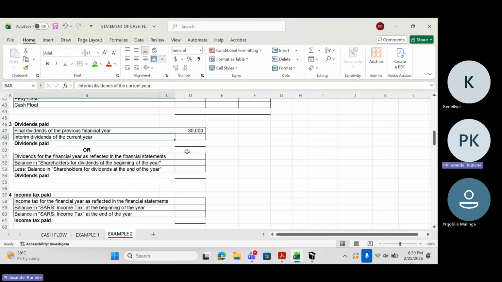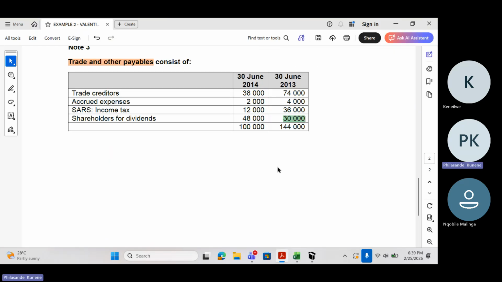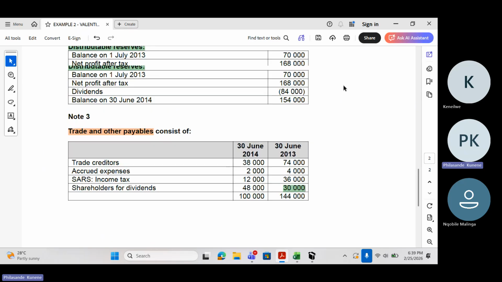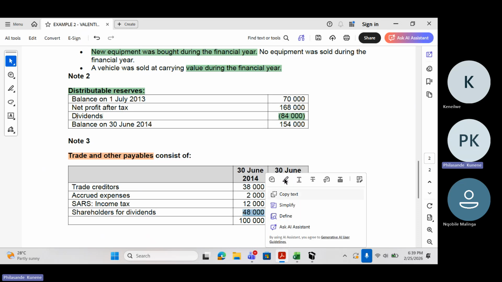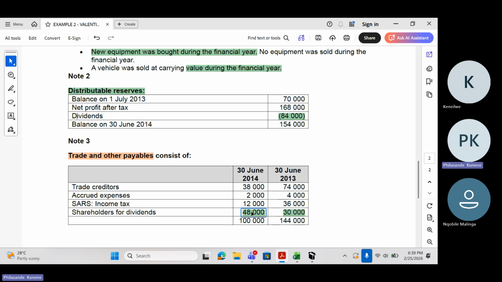Plus interim dividends of the current financial year. So how are we going to get that one? We can see here they gave us the dividends, which is the total, interim plus final. But we do have the final of 48,000. From this 84,000, we need to remove the final dividend so that we can get the interim only. So if we say 84,000 minus 48,000 rands, how much are we going to get? 36,000 rands.